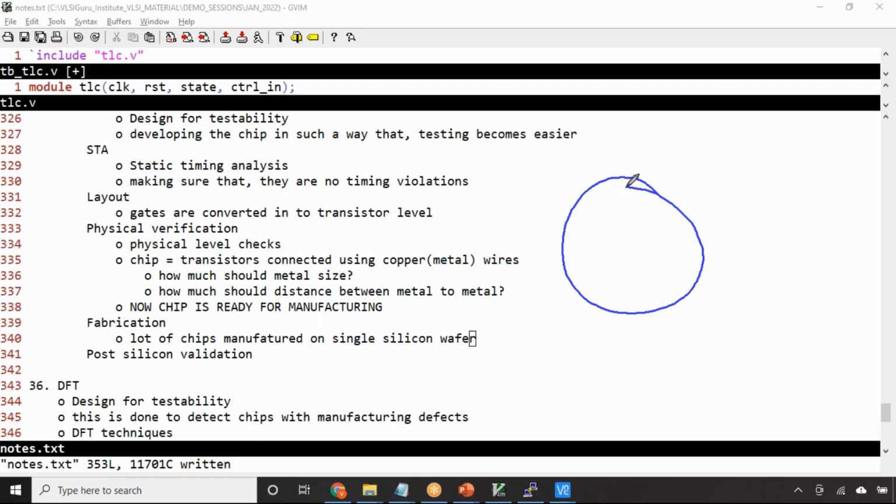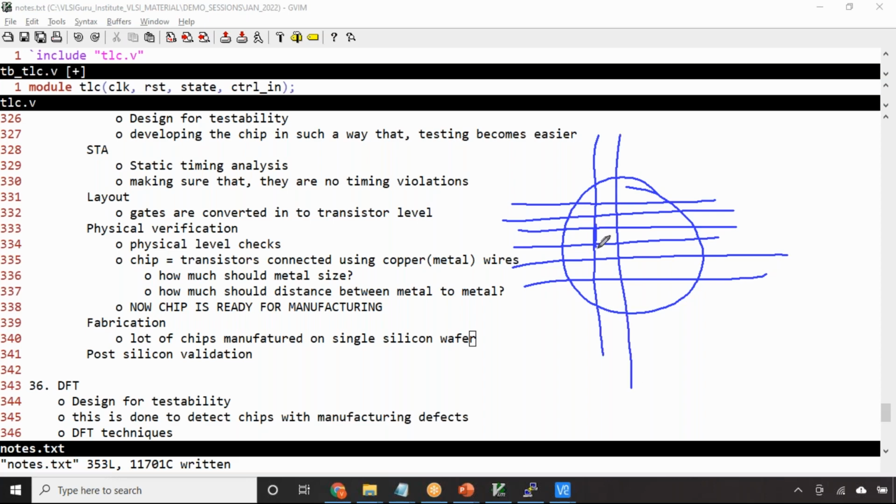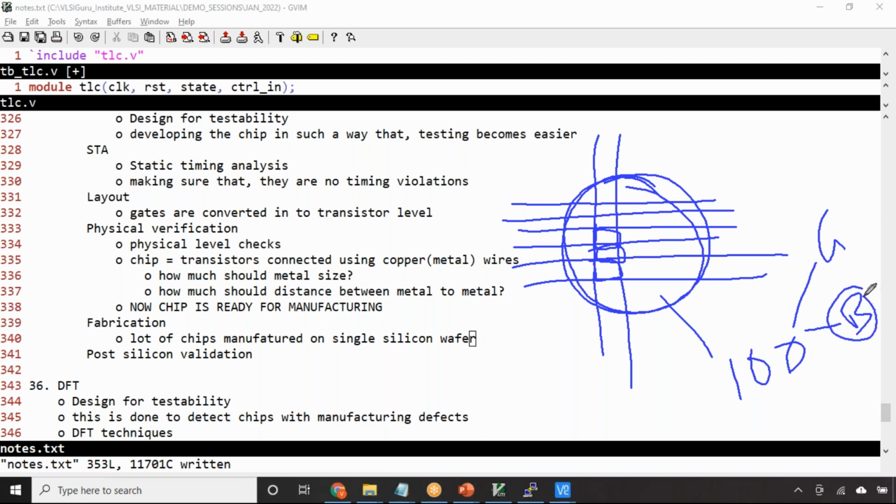Typically, one wafer itself can have hundreds of chips. This is one chip, this another chip, this another chip. They arrange them in such a format and manufacture many chips at a time. Let's say 100 chips are manufactured on one wafer. That is where I said some chips can be good, some chips can be bad. Why? Because manufacturing defects can happen, some shorting between two wires for some reason, because they are at a distance of 10 nanometers from each other, a very, very short distance. At these levels, there can be manufacturing defects.